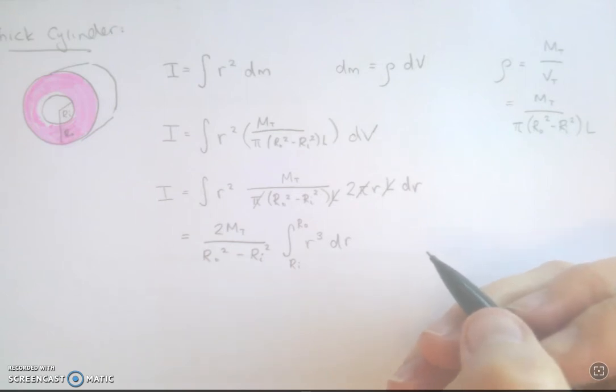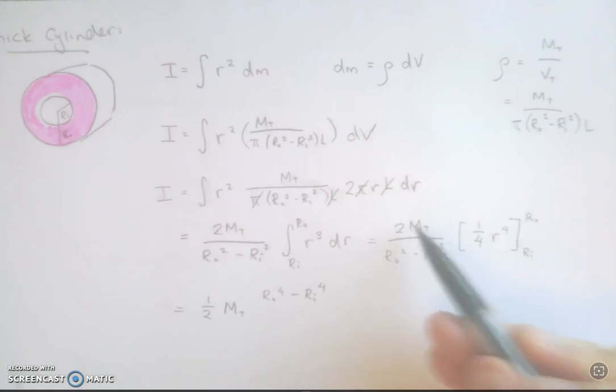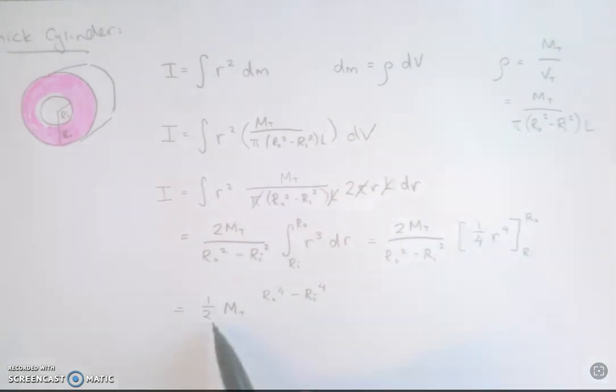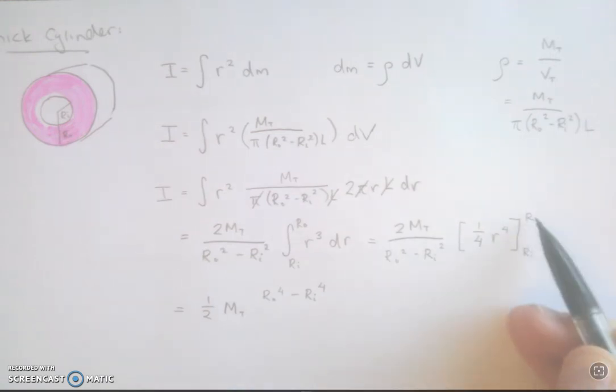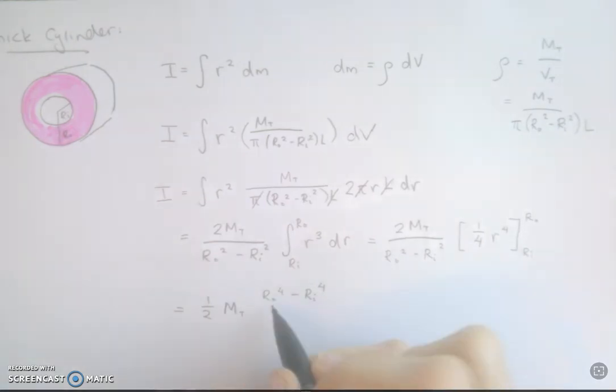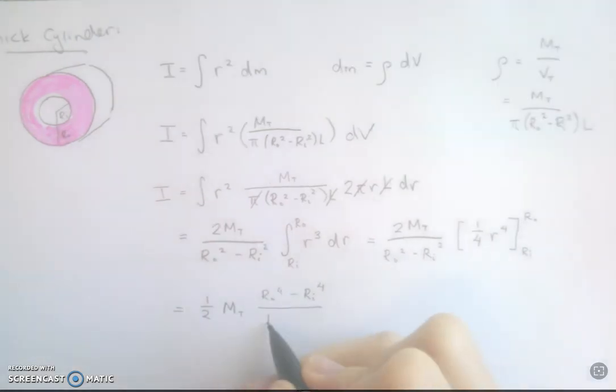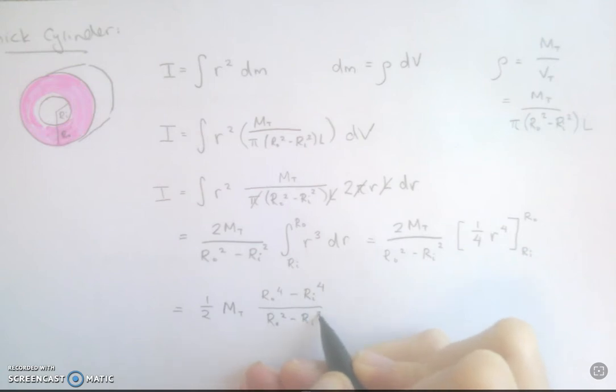Ready? What do you have? Did you cancel out your 4 and your 2 and make yourself a nice 1/2 M? Oh, we want M r squared. We want M r squared. Unfortunately, we are evaluating r to the 4th, outer minus inner. And then we have that pesky denominator we've been schlepping around for so long. So far, so good. See your way to the end?